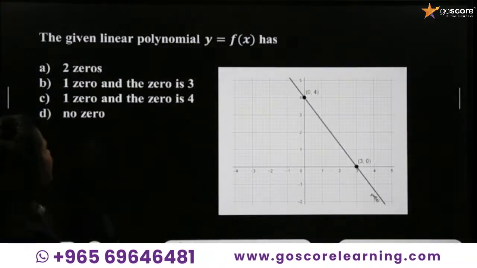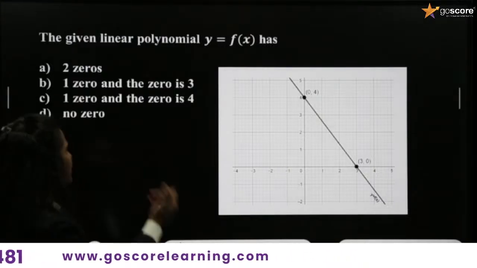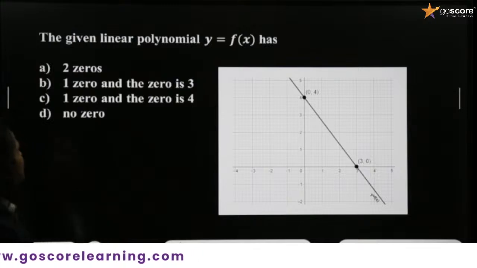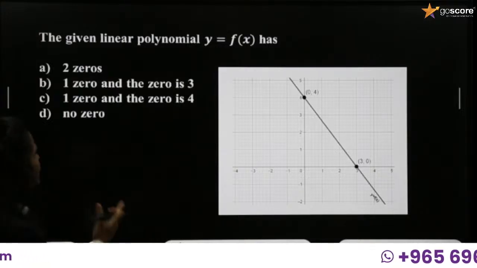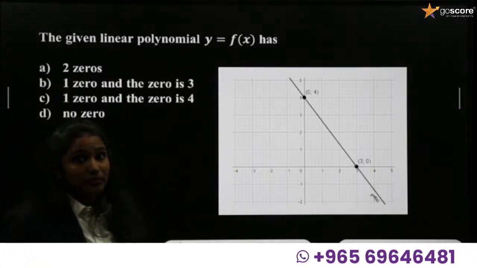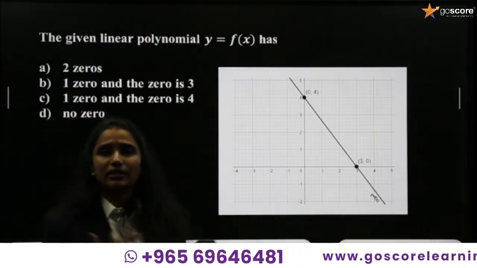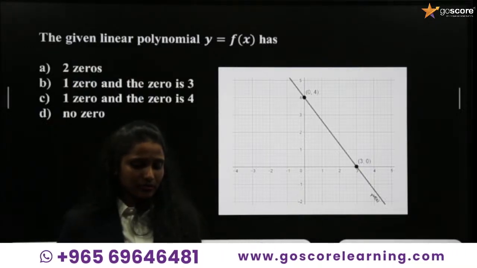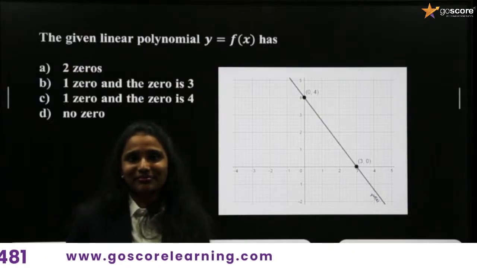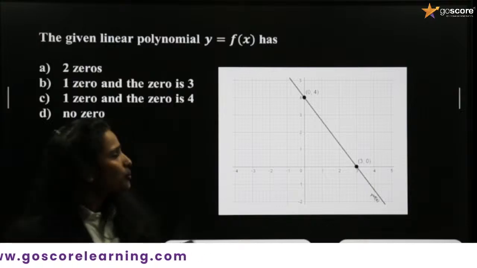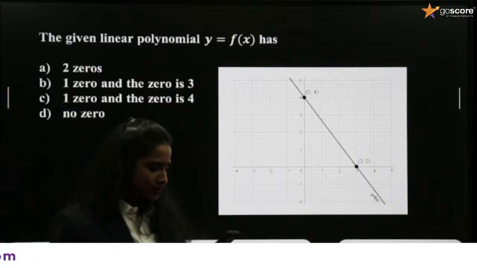First thing, the given linear polynomial y equal to f of x. It's a linear polynomial, so it's definitely a line. The options are: A, 2 zeros; B, 1 zero and the zero is 3; C, 1 zero and the zero is 4; D, no zero at all. So what's the answer? First guess it. Everyone guess it. What's option A, option B, option C or option D? Don't go for inky pinky mommy, okay? Write the correct answer.